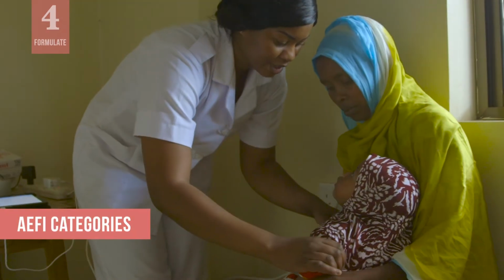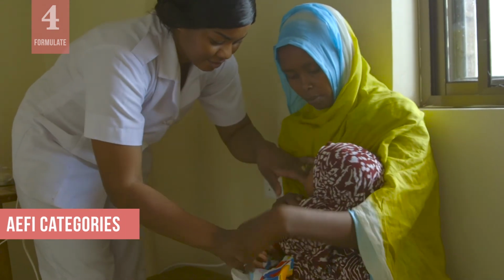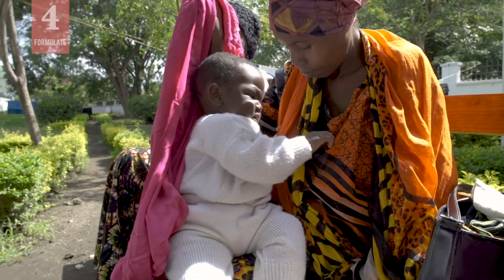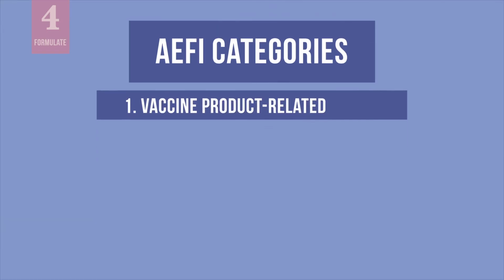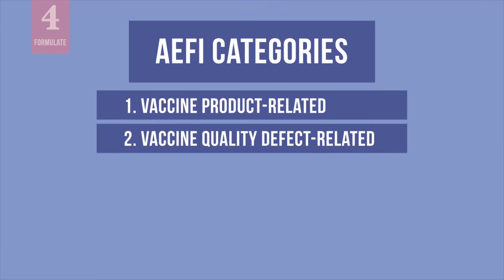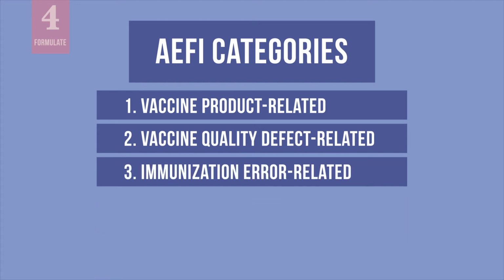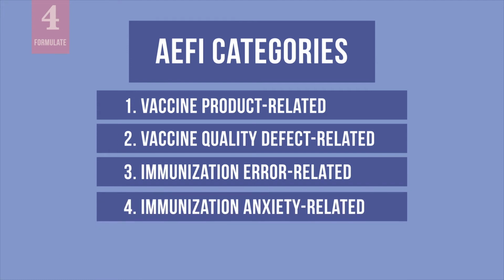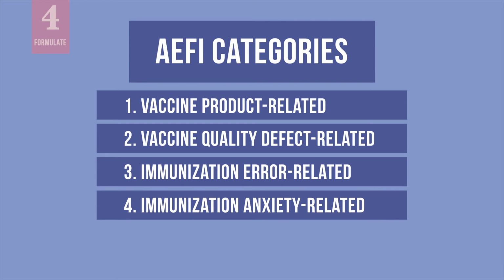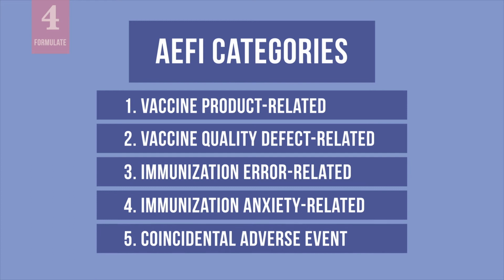Next, formulate a hypothesis about the most likely cause of the AEFI. The possible causes of an AEFI are grouped into 5 categories. The event may be related to the properties of the vaccine product itself, a quality defect of the vaccine product or the administration device, an immunization error caused by inappropriate handling, prescribing, or administration of the vaccine, and anxiety of the infant or parent about the immunization. It could also be a coincidental event that is not actually caused by the vaccine. The event may have been falsely attributed to the vaccine through a chance association with another infection or illness.